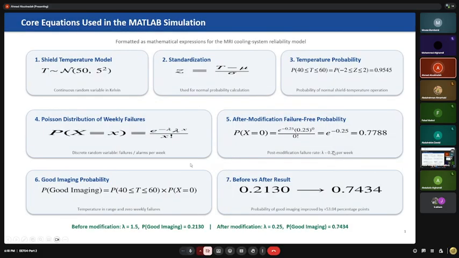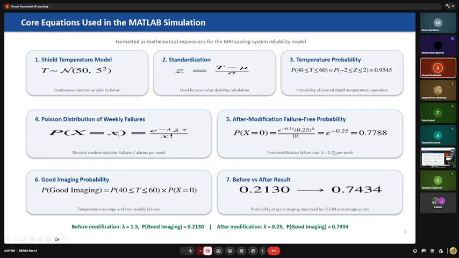Here I can also explain all the equations that have been applied. As I mentioned, the normal temperature usually stays around 50, with a standard deviation of 5, and 5 to the power of 2 is the variance. If we apply the standardization equation, we can calculate the temperature probability as approximately 95% in this range, which is the normal operation.